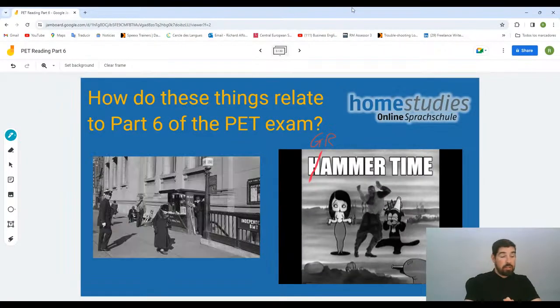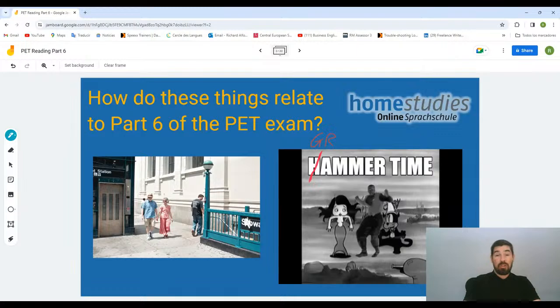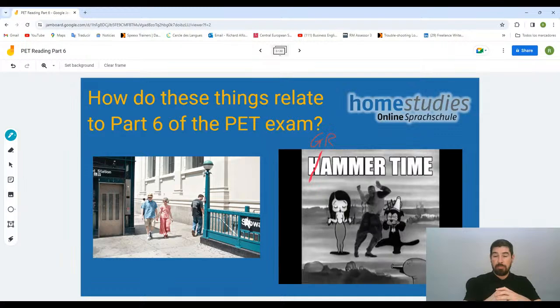Now, there are a few things, but these are the two things for me which are key for part 6 of the PET exam. We talked about this last week. We've got this picture here of a before and after situation.